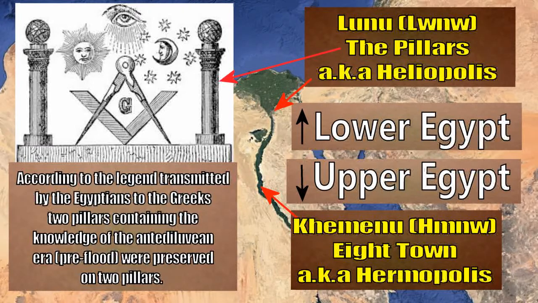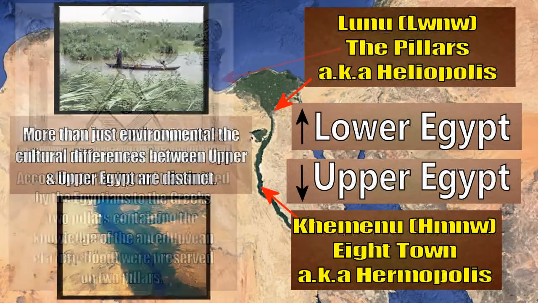The Greeks were told about the Atlantis flood, but according to the legend transmitted by the Egyptians to the Greeks, two pillars containing the knowledge of the antediluvian era, the pre-flood era, were preserved on two pillars that would survive the flood. We see this in organizations such as the Antediluvian Buffaloes and Masons.